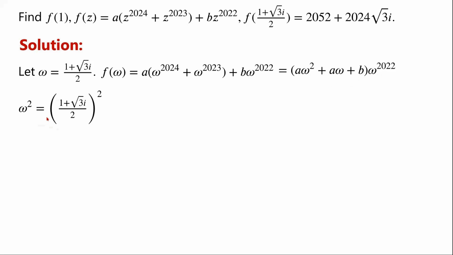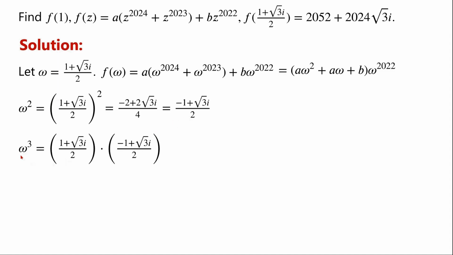Omega squared equals 1 plus root 3i, all over 2, all squared, which is equal to negative 2, plus 2 root 3i, all over 4. Dividing the numerator and the denominator by 2, this can be simplified to negative 1, plus root 3i, all over 2. Omega cubed equals omega times omega squared, which is equal to root 3i, all squared, minus 1, all over 4, which is equal to negative 3, minus 1, all over 4, which is negative 1.